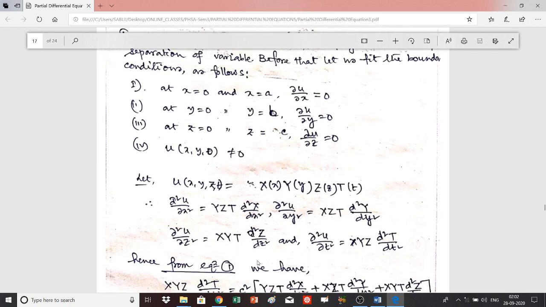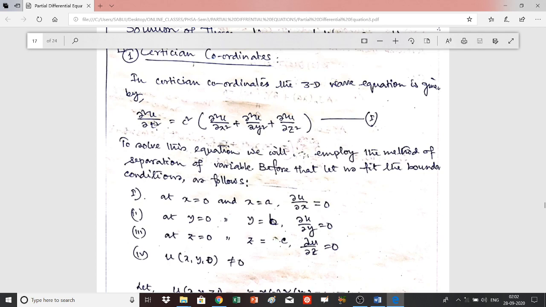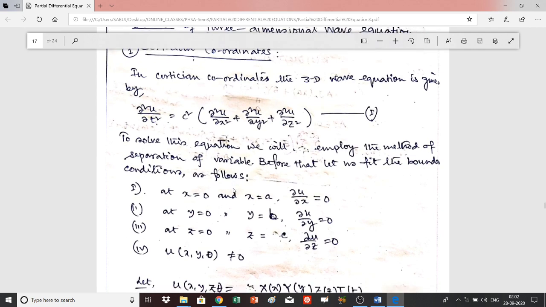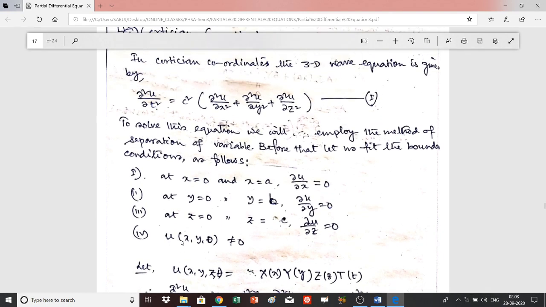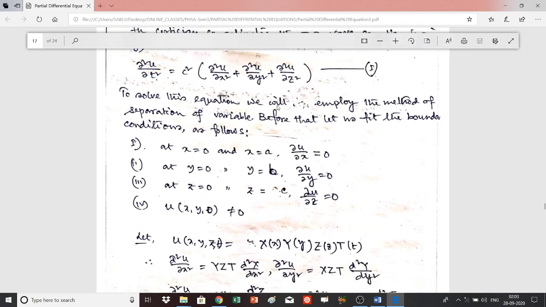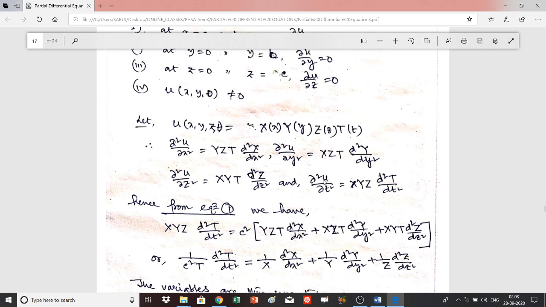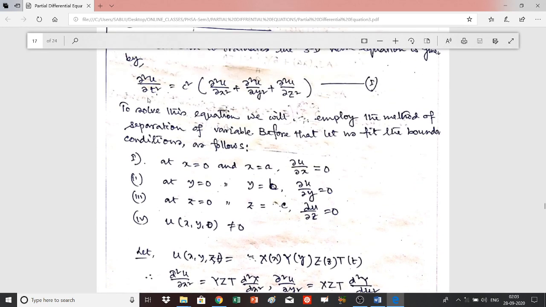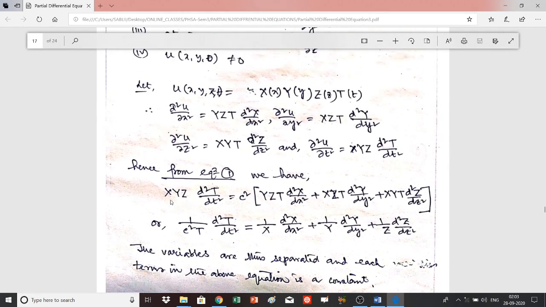Now you can see from this relation that u should be a function of x, y, z and t. So in three-dimensional cases the function can be written in this way, and the different values of the partial derivatives involved in this relation are calculated here. Substitution of these values in this equation, that is the wave equation in three-dimensional cases, will provide you this.